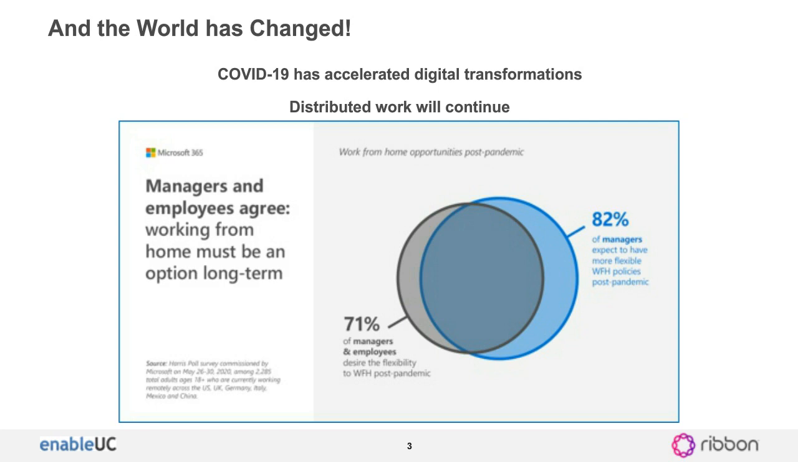What it comes down to is that in this case, 71% of managers and employees expressed that they want to continue to have the flexibility to work from home even after there's a vaccine or the opportunity to go back into the office. And certainly, 82%, so more than 4 out of 5 managers, expect to have more flexible policies.